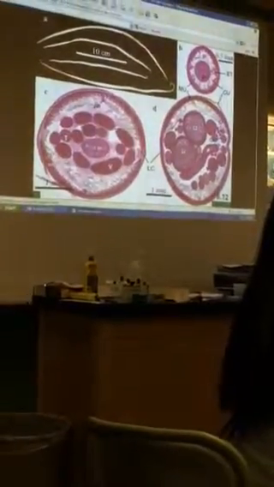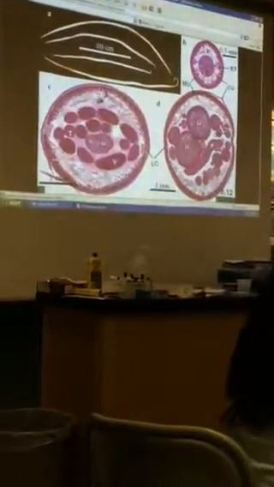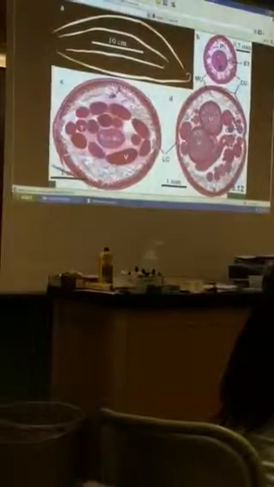Okay, so that's the cross sections. They're big, they're easy to see. You shouldn't have any problems with those. All right, let's move on down the line.